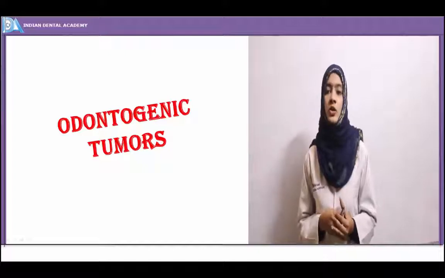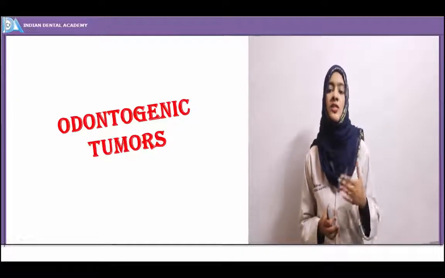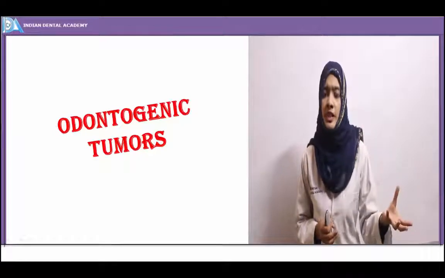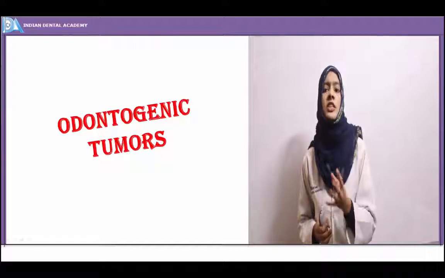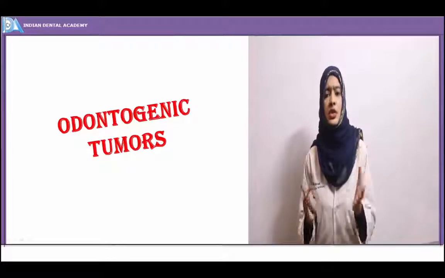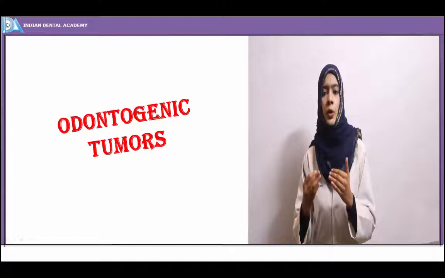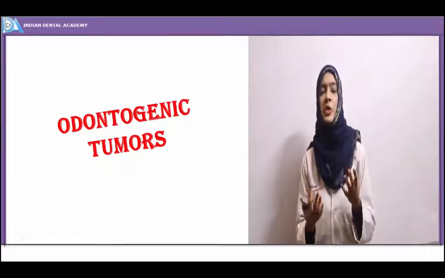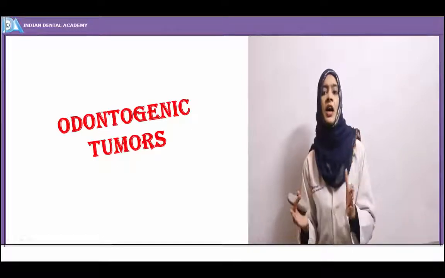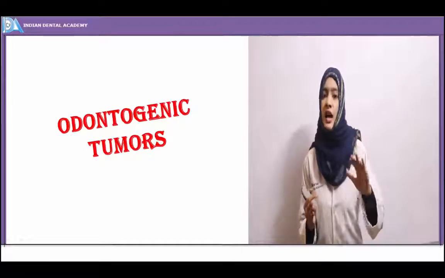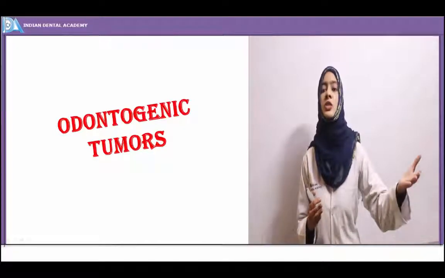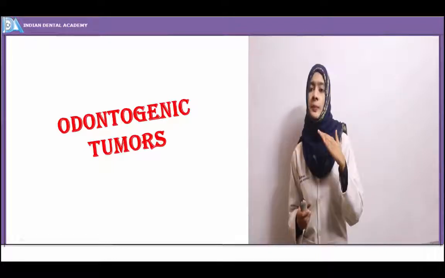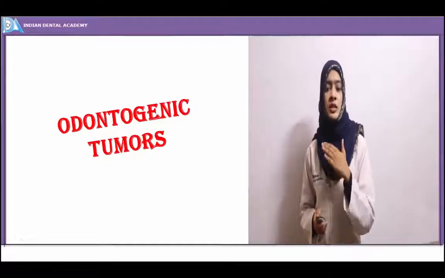So odontogenic tumors are nothing but tumors arising from abnormality either in the odontogenic epithelium or in the odontogenic ectomesenchyme. The term odontogenic denotes arising from the tooth-forming tissues. As we know, the dental lamina differentiates into the enamel organ, and from it the hard tissues, that is the enamel and dentin, arise. So we'll study the benign tumors and the malignant tumors.